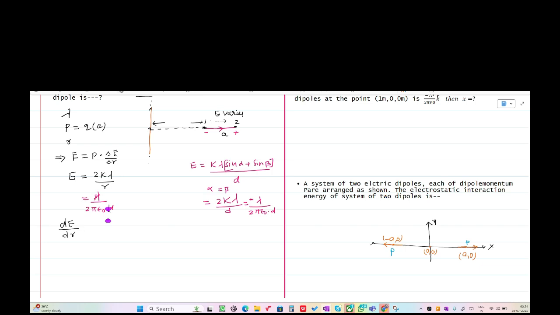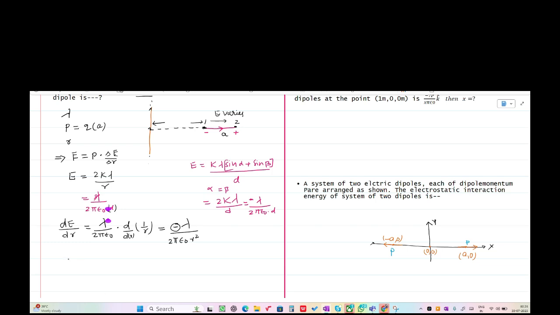So here d is r. That is equal to lambda by 2 pi epsilon naught, which is constant. Therefore d by dr of 1 by r, which is equal to minus lambda by 2 pi epsilon naught r square, since r power minus 1 differentiates to r power minus 2. Here the minus indicates attraction, or the direction of the force on the dipole.